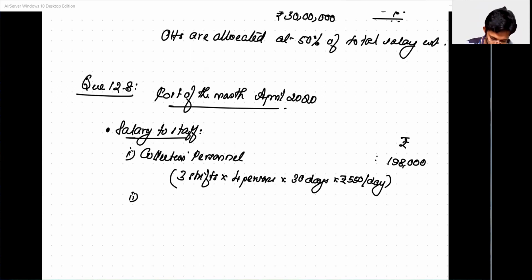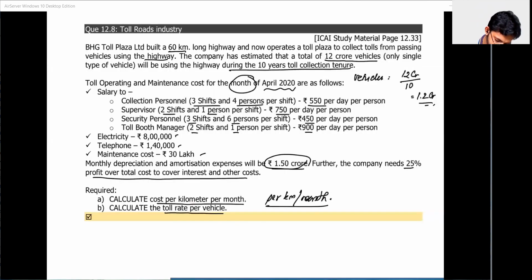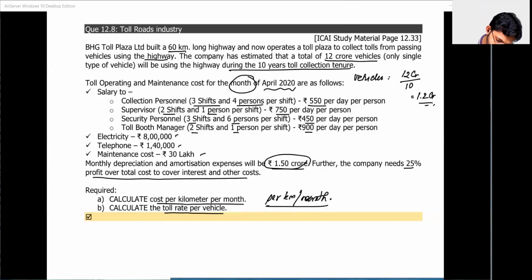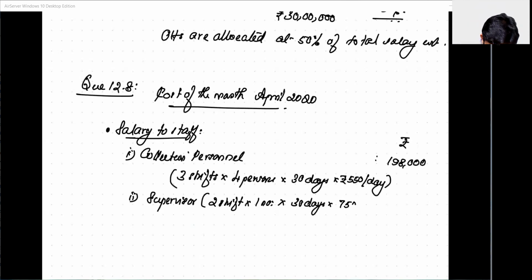Now, salary to the supervisor. They say that how many shift? 2 shift, 1 person, 750 per day. Two shift, one person, 30 days. What is the rate? Rate is 750 per day. So 2 into 1 into 30 into 750. That is 45,000.